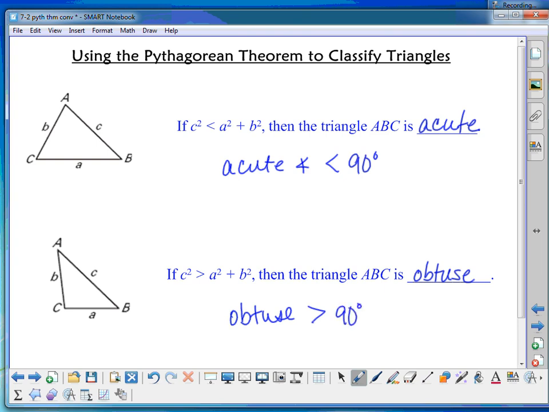So when you do these problems, always start with your c squared. You're using the converse, so change the order of the equation too.